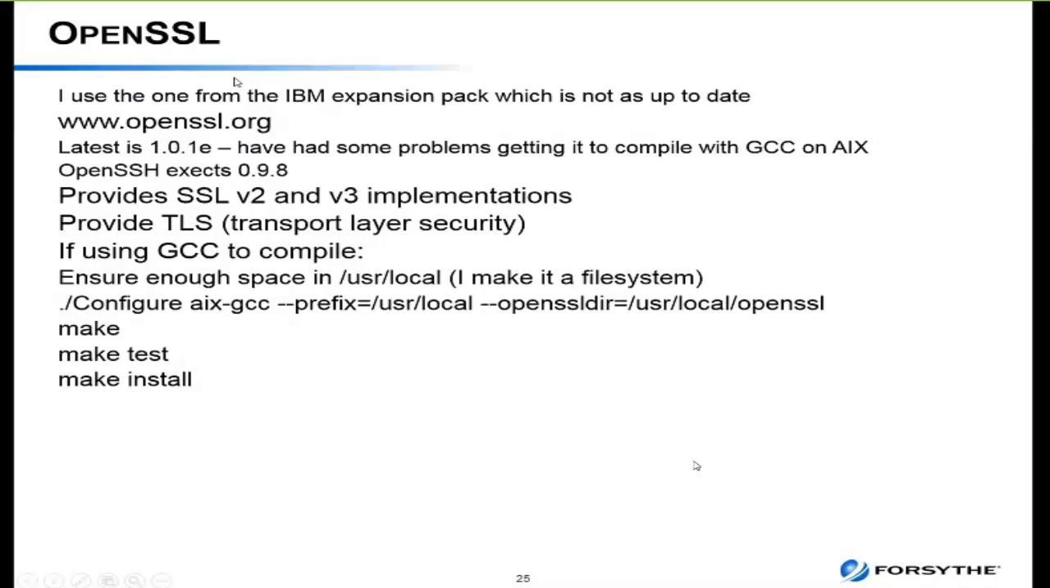As I said with OpenSSL, I use the one from the IBM expansion pack, which is at 0.9.8e, I think. And that is what OpenSSH expects right now, if you're using the OpenSSH from IBM. However, if you want to run the latest, then I've got the links here for it, and how to configure it, but I will make the comment that if you do that, it's going to conflict with the OpenSSH that IBM uses off the expansion pack. So I would use the ones that come with that.